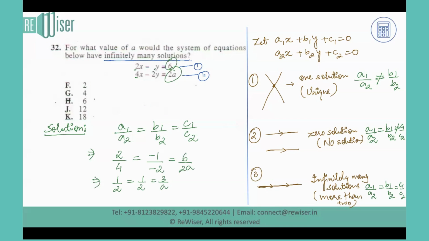So we can take this relation here and say that after cross multiplication, we would be getting a is equal to 2 times 3, and that is 6. So this is our answer. So the final answer here in the options is option H.